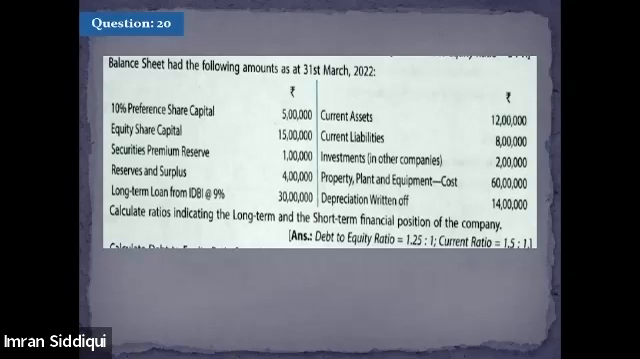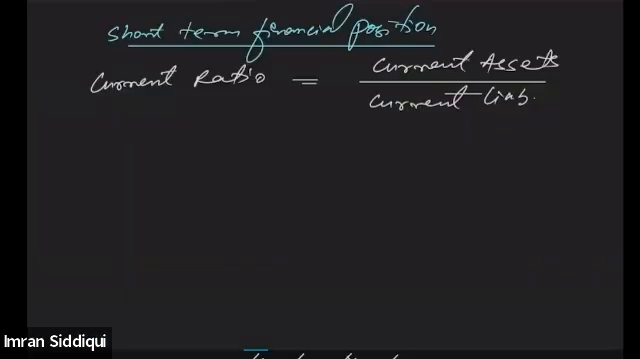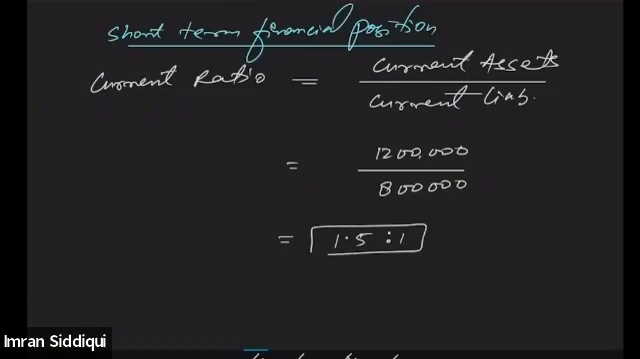In order to figure out the value of the current ratio, current asset and current liability are straightforwardly given in the question. On the right hand side of the table, you can see current asset is 12 lakh, and current liability is 8 lakh. So 12 divided by 8 will be 1.5 is to 1. I hope this is clear.